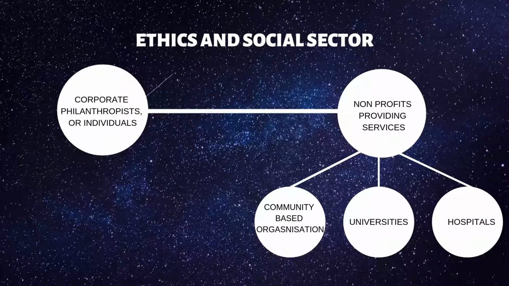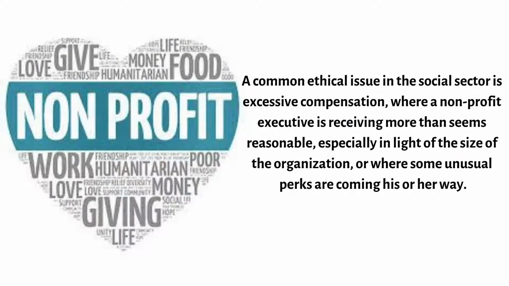Number 3. Ethics and social sector. Social sector can be divided into two categories. The donors, like philanthropists and individuals, and non-profit making organizations like hospitals and universities. They become part of the business world when they use the money they receive to sell some product and reinvest what they receive on sales into the organization. Now, the most important ethical issue that comes up here is unreasonable compensation to the person, keeping in mind the size of the non-profit. Others could be unusual perks, diversion of assets and mismanagement in its operations.